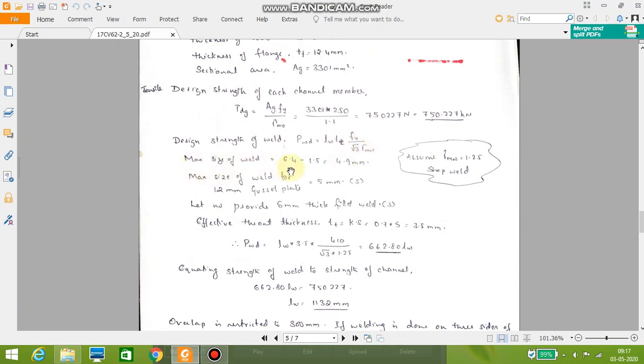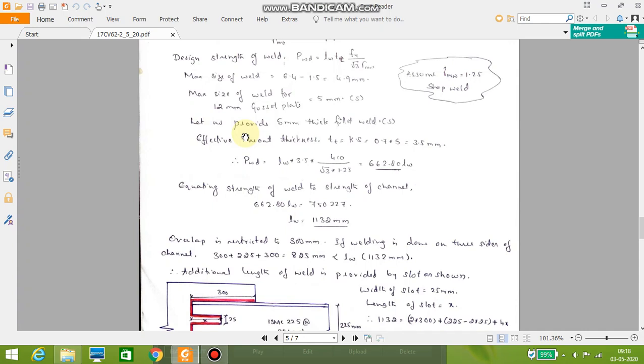Here the maximum size of the weld is given by, it is a channel section, not a rounded edge, 6.4 minus 1.5 works out to be 4.9 mm. Therefore the maximum size of the weld for a 12 mm gusset plate equal to 5 mm according to our table. Therefore let us provide size of the fillet weld equal to 5 mm only. Now the effective throat thickness is given by K into S, that is 0.7 into 5, which works out to be 3.5 mm. Therefore Pwd upon substitution gives us 662.80 Lw newtons.